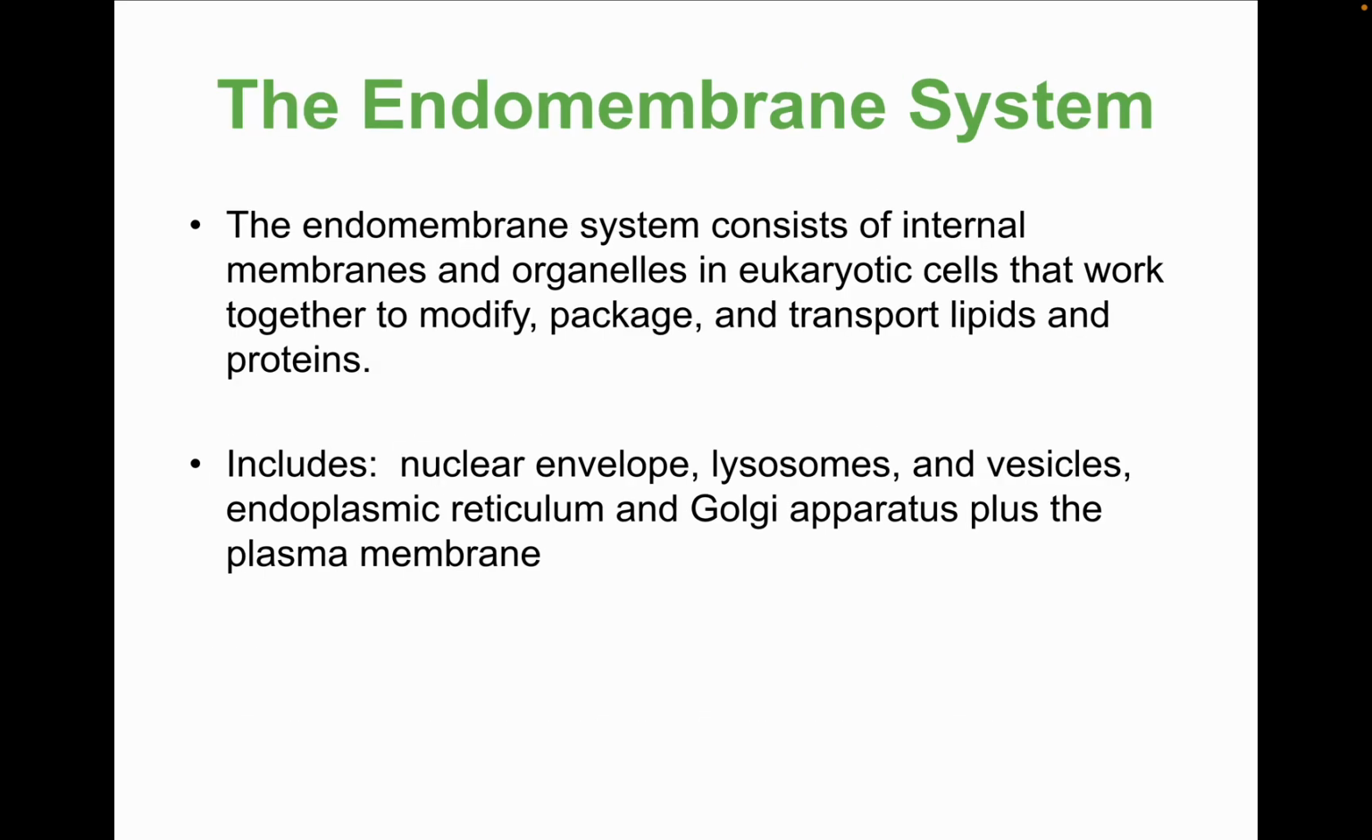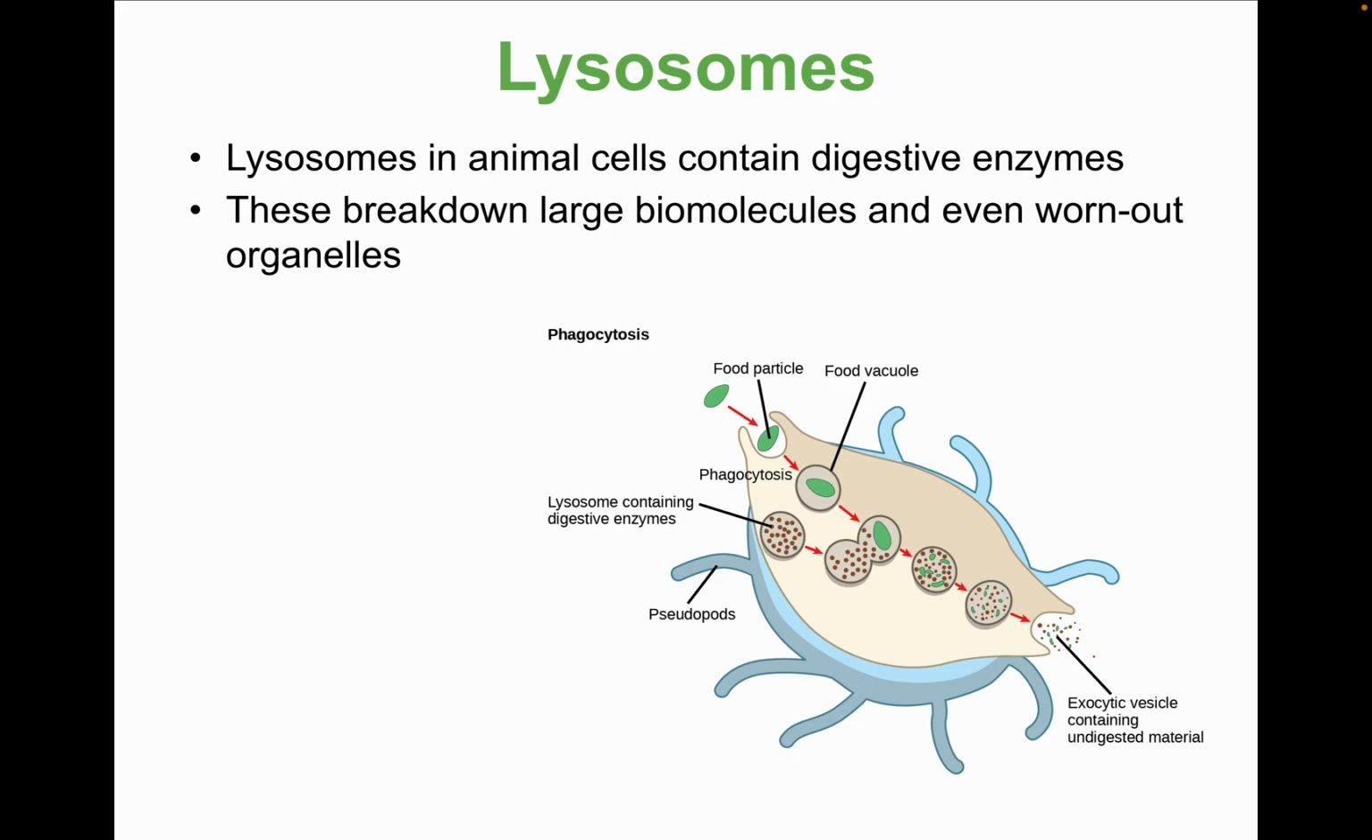And next, we're going to talk about the endomembrane system, which consists of internal membranes and organelles in eukaryotic cells that work together to modify, package, and transport lipids and proteins within the cell. So first up are the lysosomes.